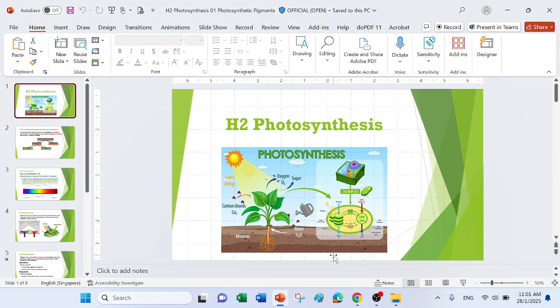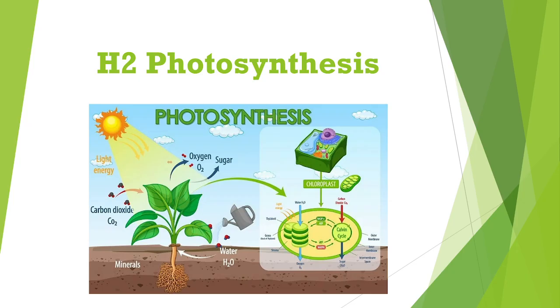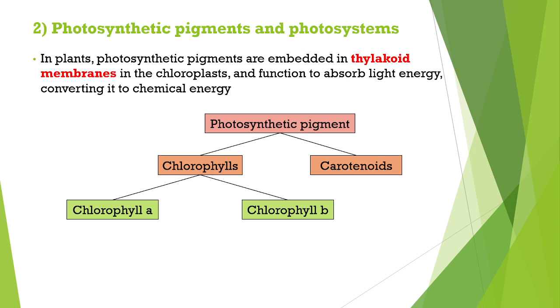Okay, let's look at photosynthesis. All right, we'll be looking at photosynthetic pigments and photosystems, but firstly, the photosynthetic pigments. So the pigments, there are two main types. We have the chlorophylls and the carotenoids. Of the chlorophylls, there are two types also, chlorophyll A and chlorophyll B.